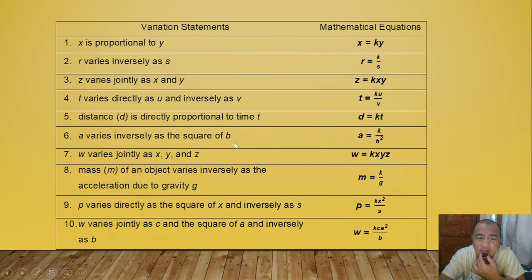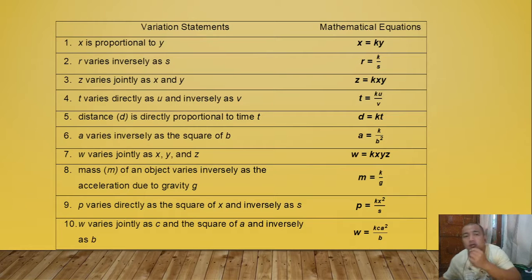A varies inversely as the square of b, a equals k over b squared. W varies jointly as x, y, and z, w equals kxyz. Mass m of an object varies inversely as the acceleration due to gravity g, m is equal to k over g. P varies directly as the square of x and inversely as s, p equals kx squared over s. B varies jointly as c and the square of a and inversely as b, so w is equal to kca squared all over b.